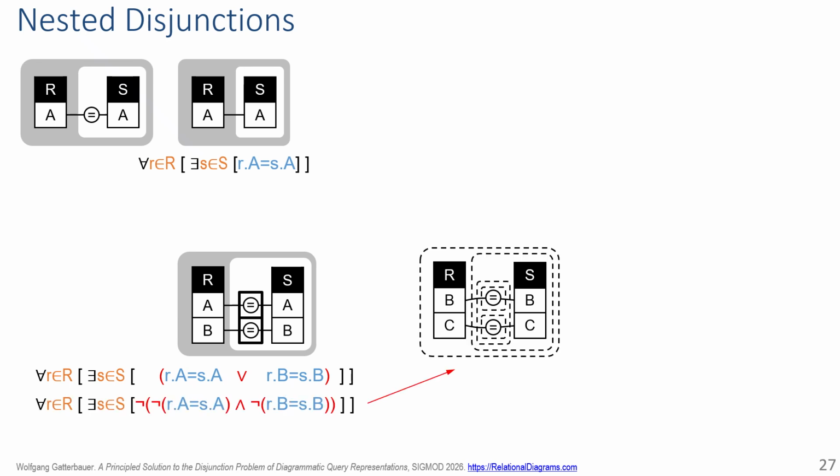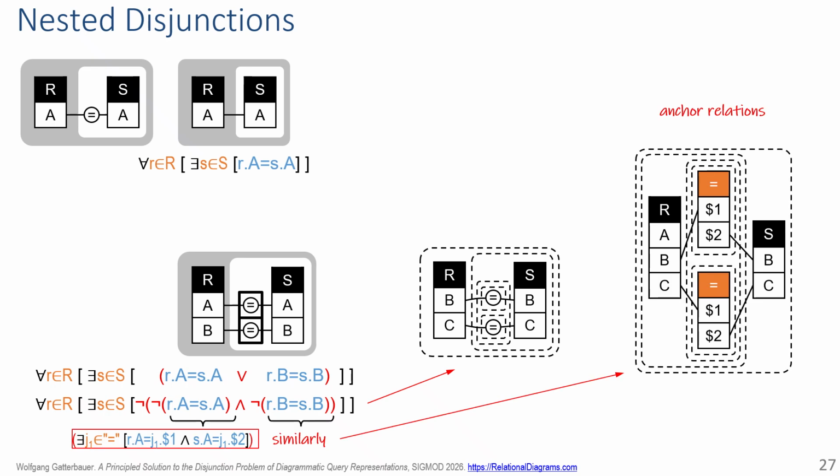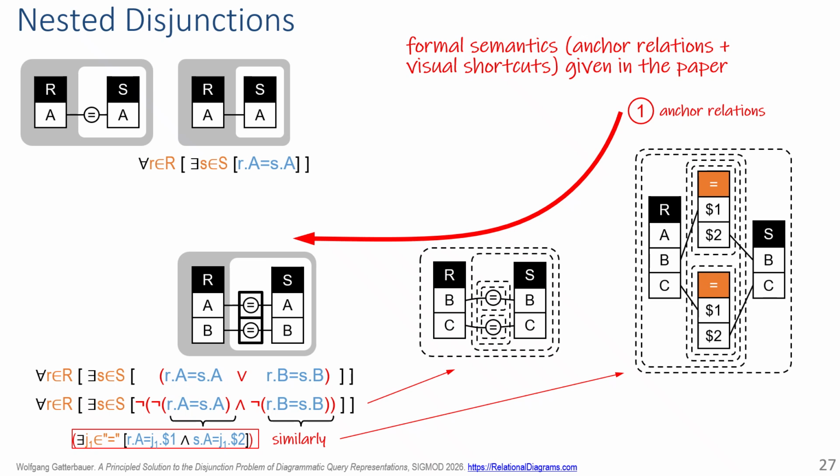Recall that the De Morgan fuse boxes are really just a visual shortcut for something more complicated, expressed purely with conjunction and negation. The formal semantics of these predicates is defined using what the paper calls anchor relations. Each predicate is interpreted just as an equijoin with an appropriate anchor relation. And the paper first defines the formal semantics using these anchor relations, then simplifies the notation using the predicate anchors discussed earlier, and finally applies the visual shortcuts, Peirce shading and the De Morgan fuse boxes.